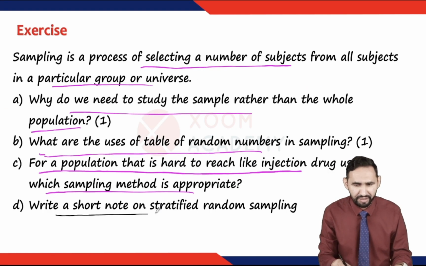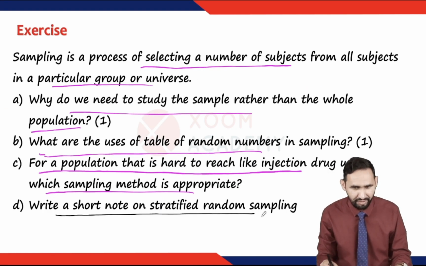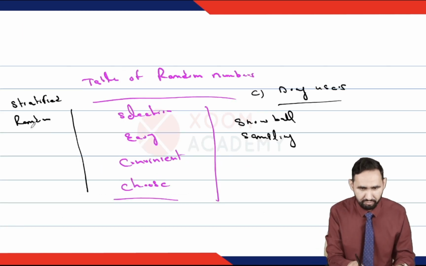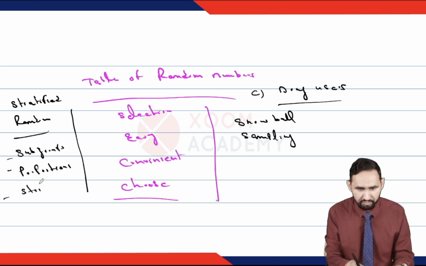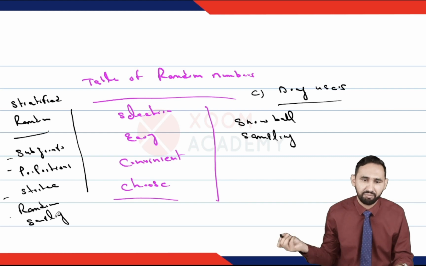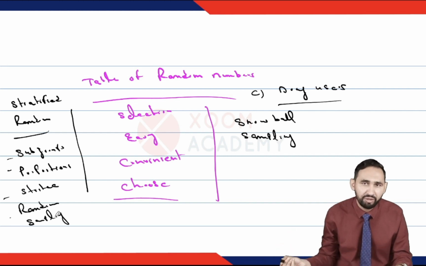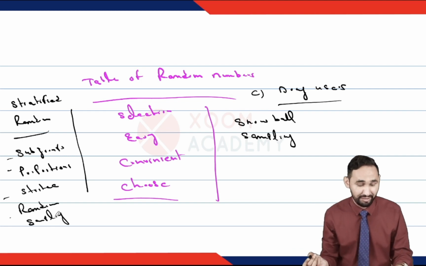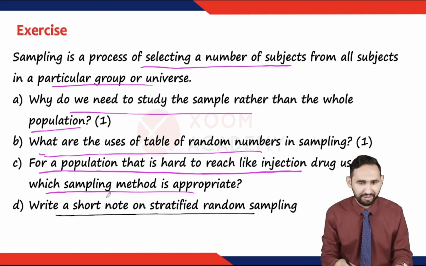Write a short note on stratified random sampling technique. What is the stratified random technique? We discussed it earlier. We form subgroups. We take proportions from each group, form a strata, and do random sampling from each strata. So we can define stratified random sampling as a type of probability sampling in which the population is divided into subgroups. We take strata and do random sampling from each strata. So this is the answer of this scenario.